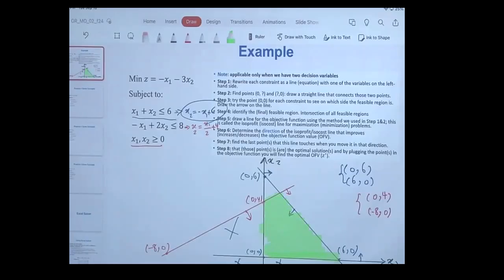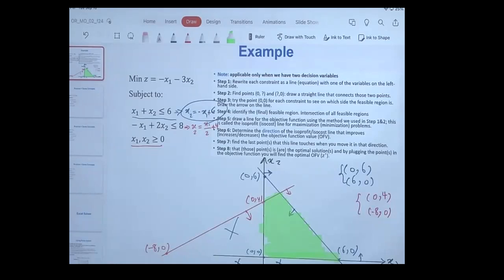And then everywhere else is infeasible. All the points in other places are infeasible. Okay, that was step 4: identify the final feasible region, the intersection of all feasible regions, which is what we just found.